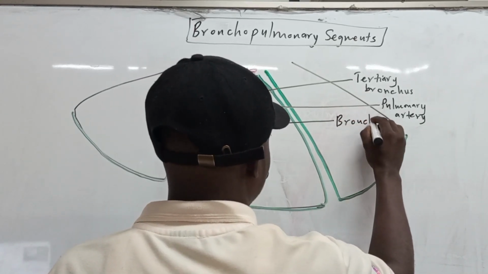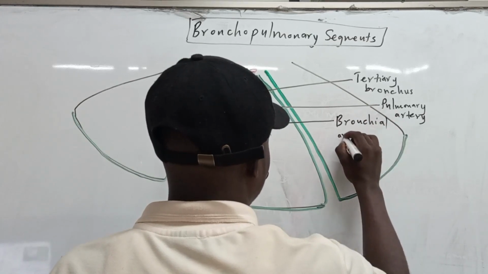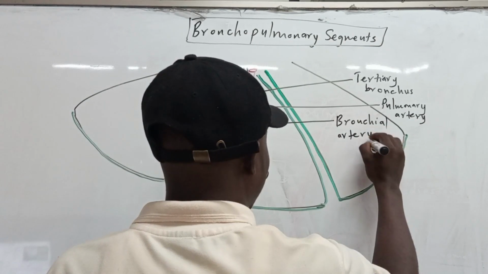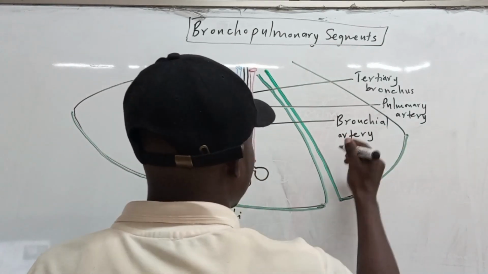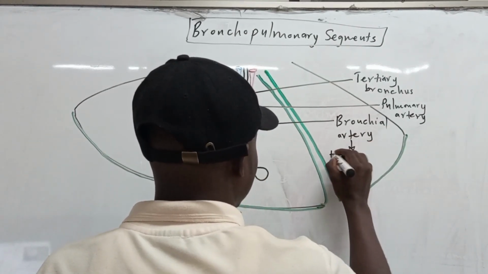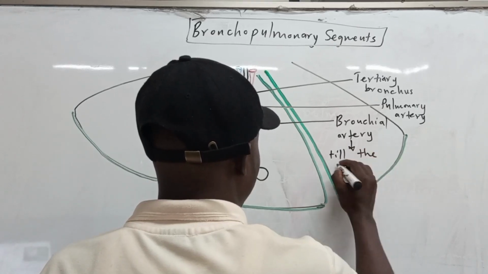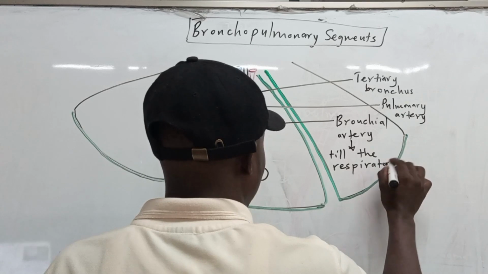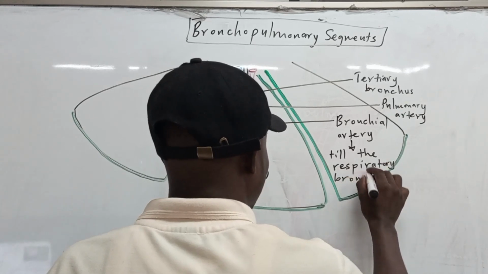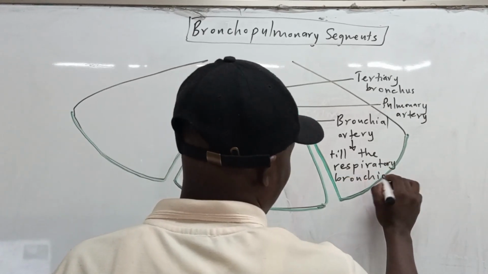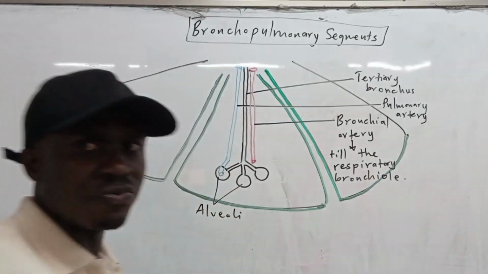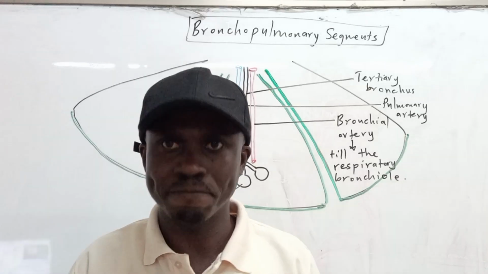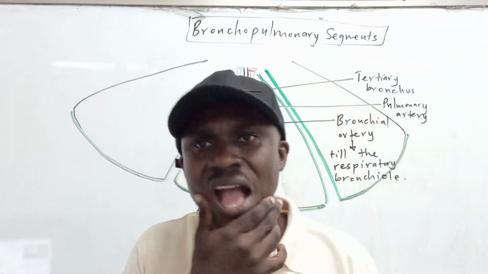Bronchial is the adjective describing the bronchial artery. Now, to what level? The level of the respiratory bronchiole. My friend, this time around, I'm not talking about bronchi, I'm talking about bronchial. So the level of respiratory bronchial. Yes, that is what we see.